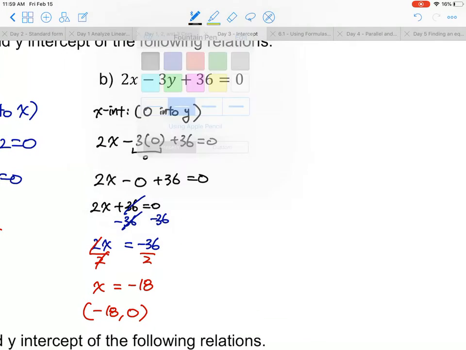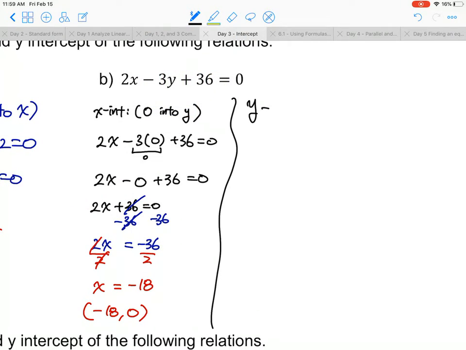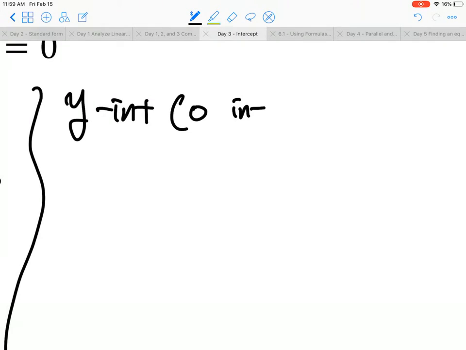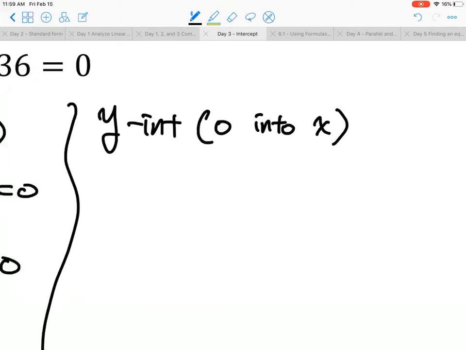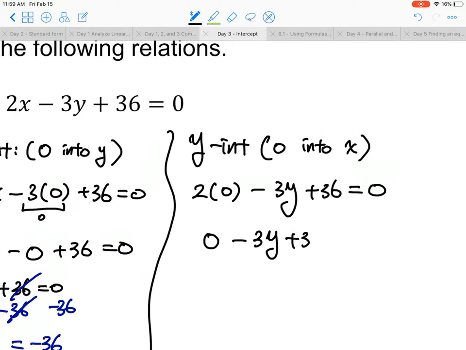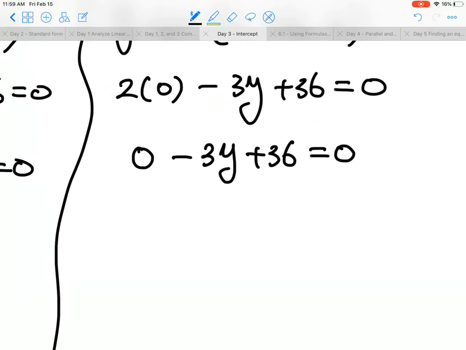Now for the y-intercept, you plug 0 into the x. So then it will be 2 times 0 minus 3y plus 36 equals 0. But 2 times 0 is 0, so it will be 0 minus 3y plus 36 equals 0. Which then gives me negative 3y plus 36 equals 0.